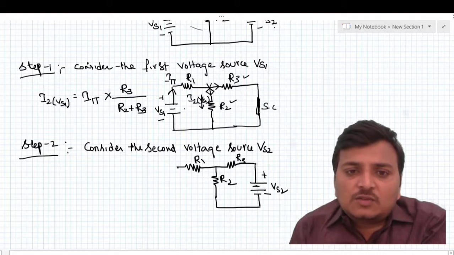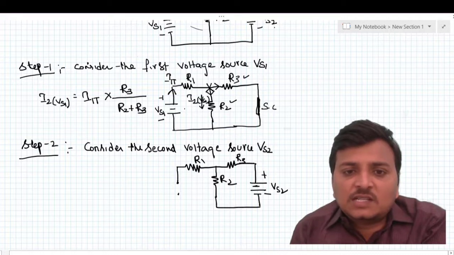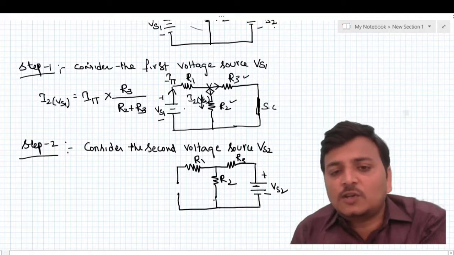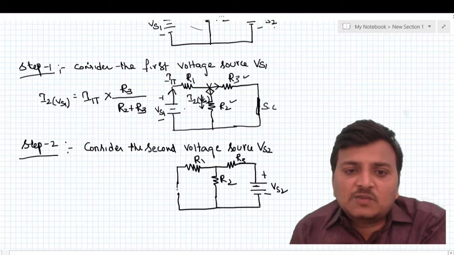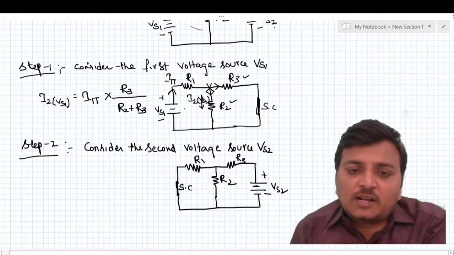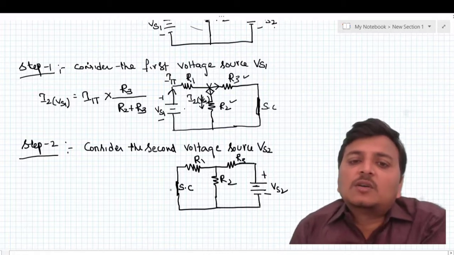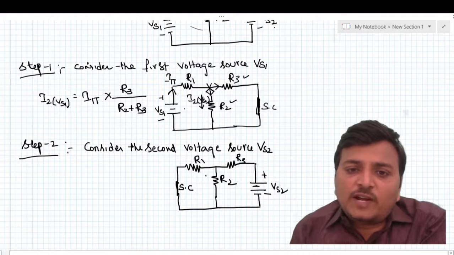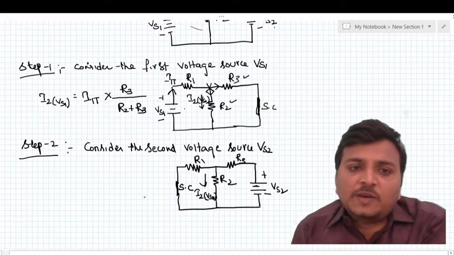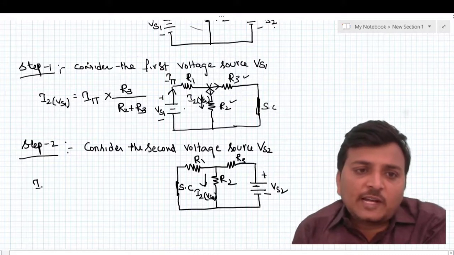Now what about the first source? The first source is replaced with its internal resistance. Because this is a voltage source, I can replace it with a short circuit. If it were a current source, I would have to open it. But because this is a voltage source, I have short circuited it. Now I want to find the current in resistor R2. That must be I2 because of VS2.